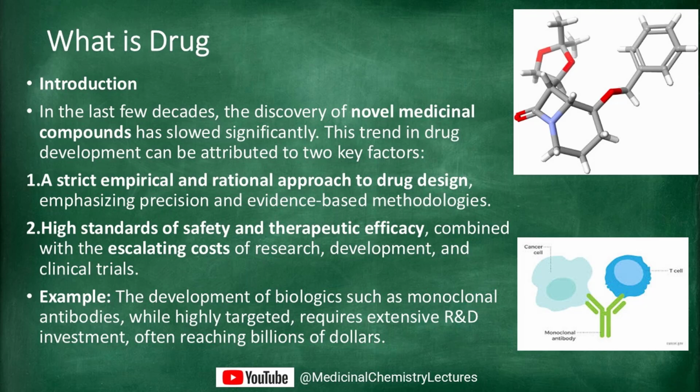First, a strict empirical and rational approach to drug design. This means every step is precise and evidence-based, leaving no room for guesswork. Second, the high standards for safety and therapeutic efficacy, combined with the skyrocketing costs of research, development, and clinical trials. For example, biologics like monoclonal antibodies are highly targeted, but developing them can cost billions of dollars. Imagine the investment and effort behind creating something so precise.